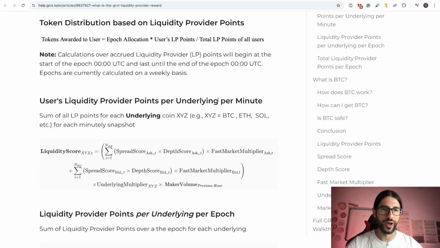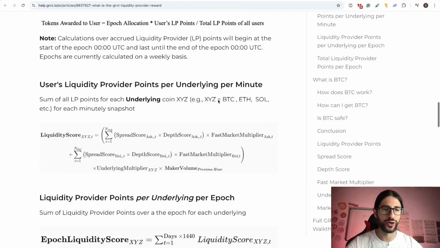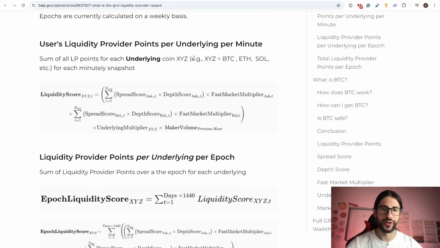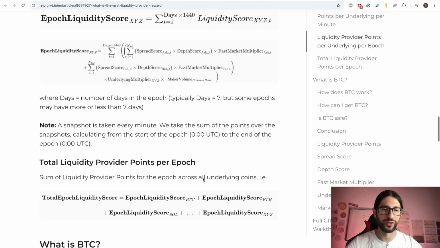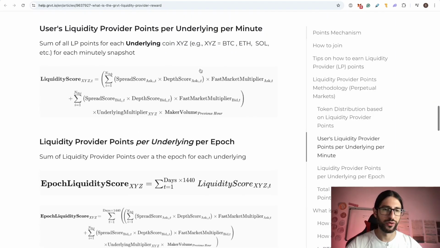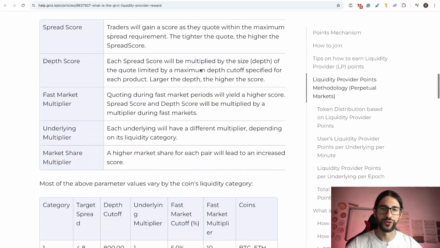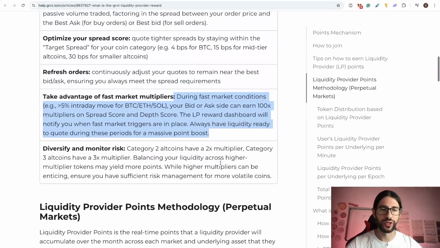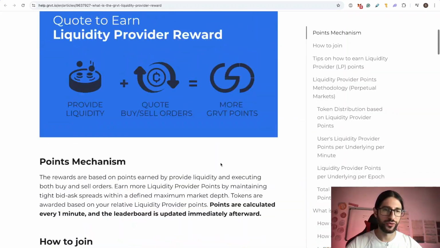Here you have all the math on how the token distribution is based for the liquidity provider points, and also the user's liquidity provider points per underlying per minute. So all this is the math behind these calculations. If you want to know more about that, you can check here all the formulas to calculate your position. But that is basically all that you need to know, guys, and all that you need to do.